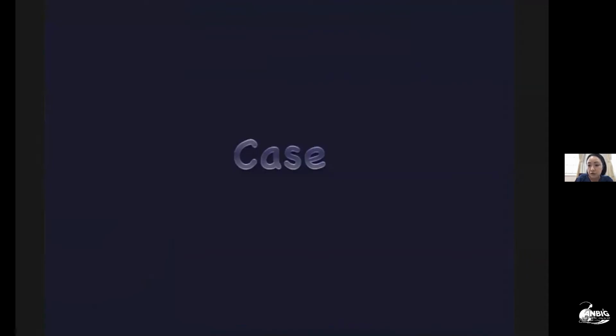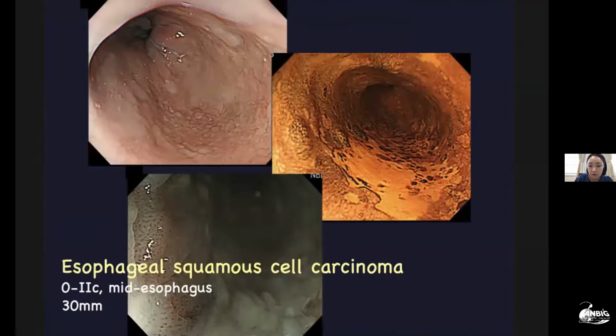Now I'd like to start showing actual cases. This is an early esophageal cancer, 0-IIc in the mid-esophagus. NBI magnification revealed the B1 abnormal IPCLs on the surface of the lesion. You can see the dot-like IPCLs slightly dilated. So we predict the lesion is mucosal cancer.